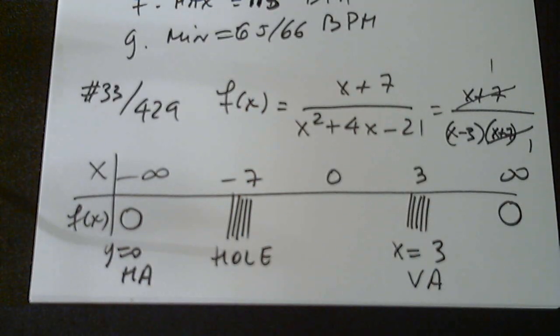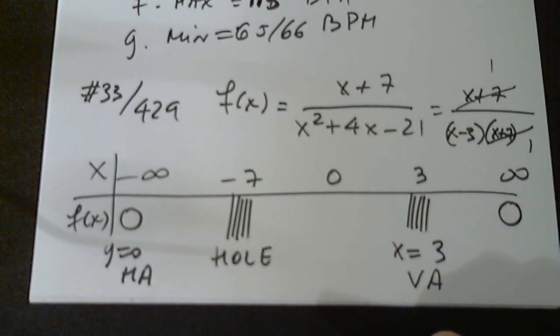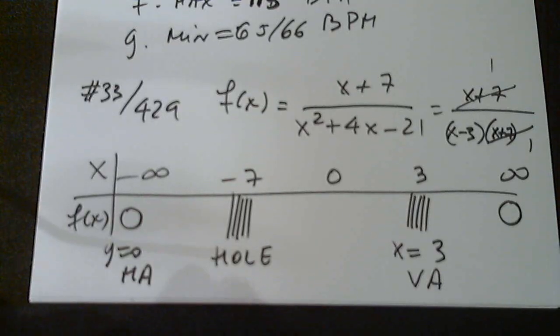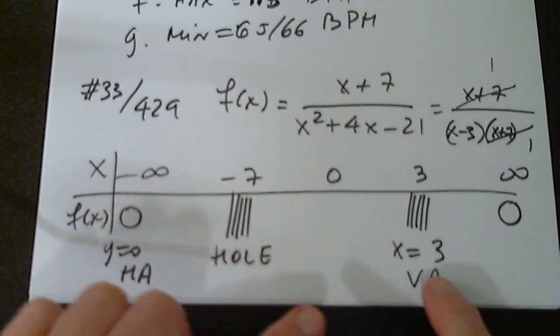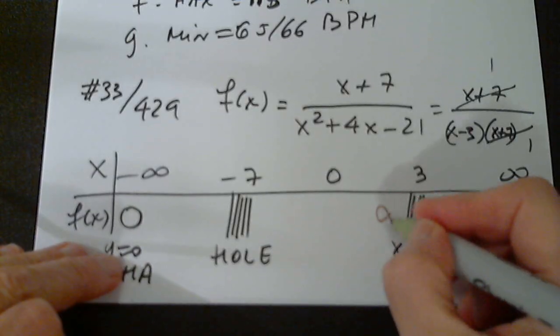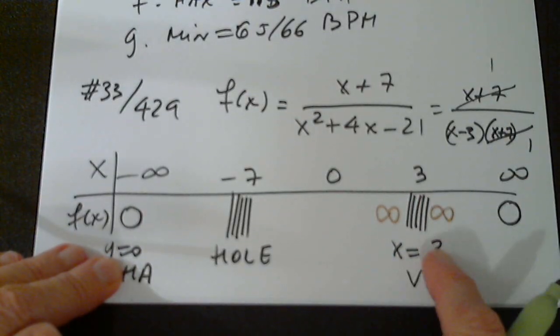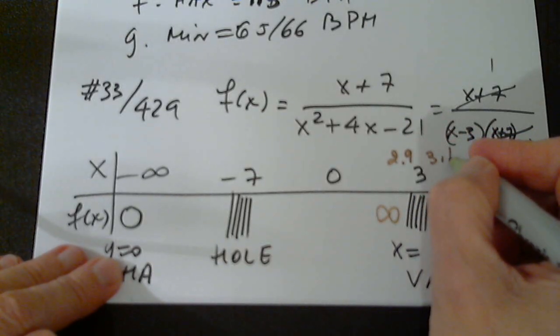So the original function is undefined at -7 and 3, but because the factor of x plus 7 went away, that is a hole in the graph. The factor that stays is a vertical asymptote. Good. So now, the simplified form: we know that the vertical asymptote has infinities left and right. But what we don't know is the sign. So we have to try 2.9 and we have to try 3.1.